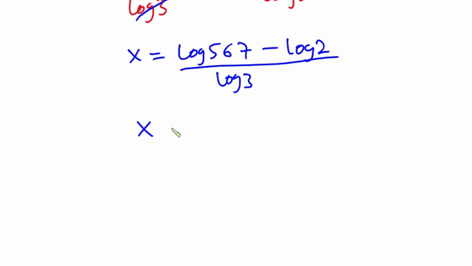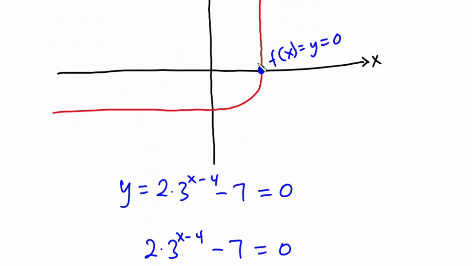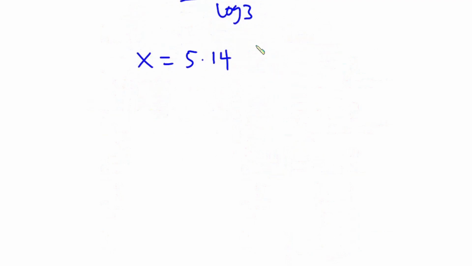So if you punch this on a calculator, you'll be getting approximately 5.14. Alright, so what it means is that at this point we have 5.14 then 0. Okay, so this is our final answer. We have 5.14 then 0, and this is the coordinate.